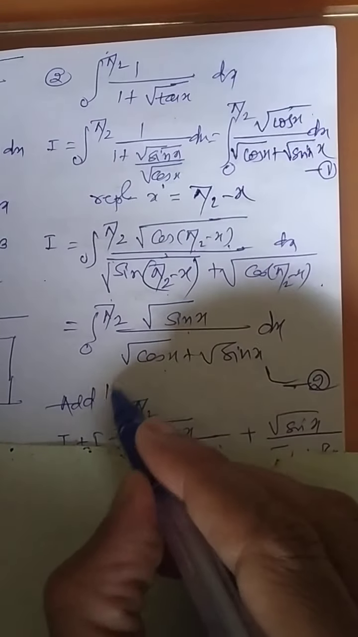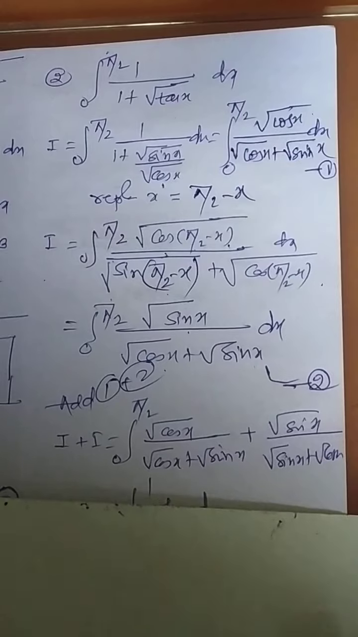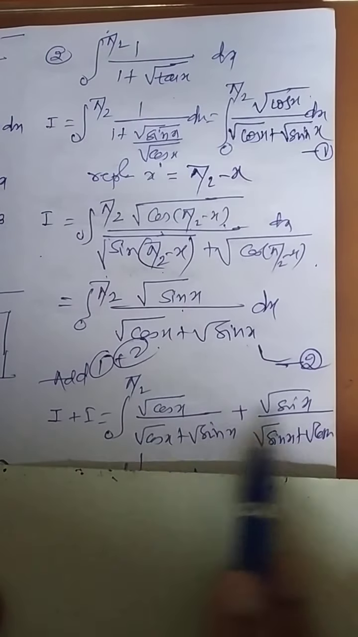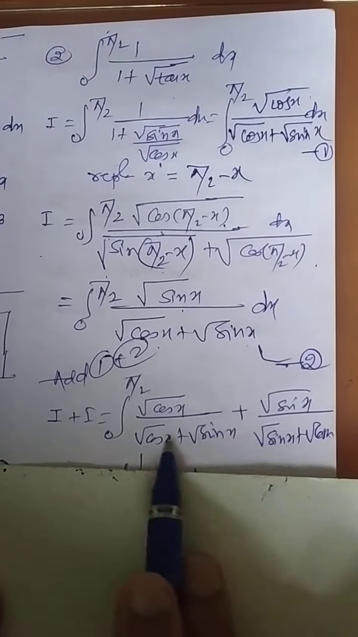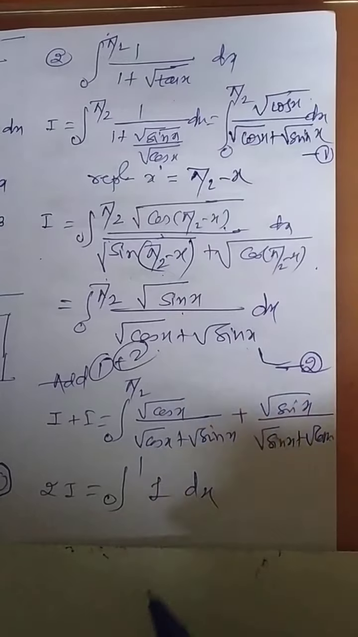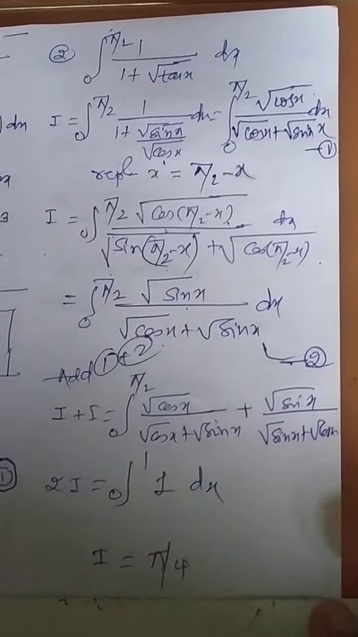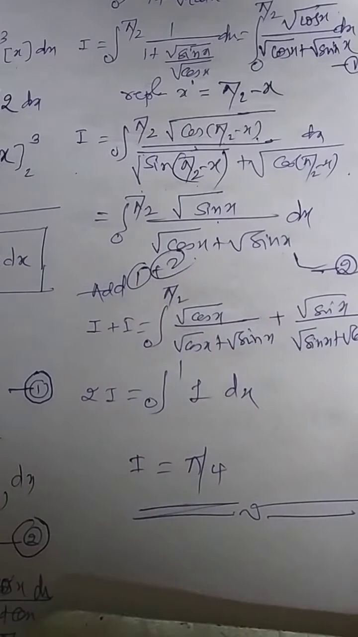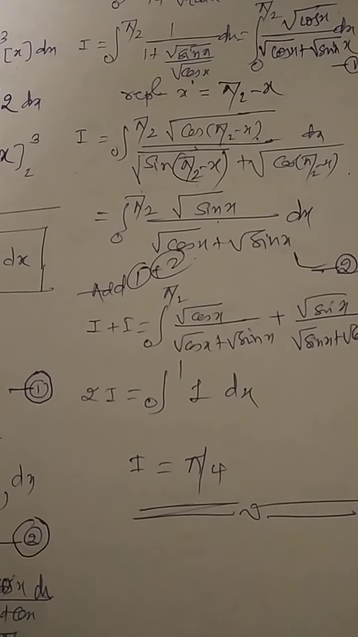Now again the same procedure, add 1 and 2. If you look at the denominator, it is the same, the numerators are different. So if you take the LCM, you are getting 1. So integration of 1 is x. Simplify, and for this question also you will be getting the integration as pi by 4.